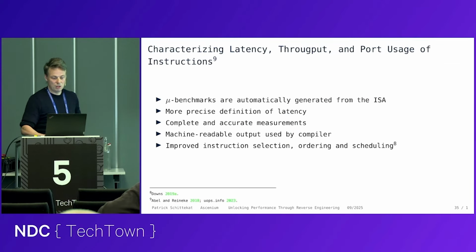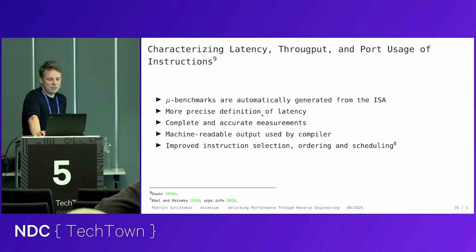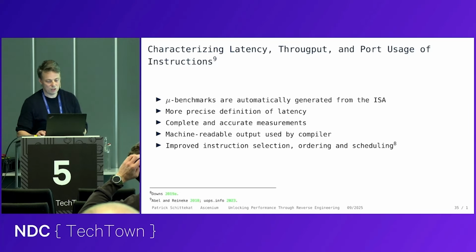So I think you're able to model the whole CPU with reverse engineering if you really want to, and people have also done this. They have, for example, a very interesting paper. They're characterizing latency and throughput of all the instructions. They do this automatically from the ISA. They have a more precise definition of latency because they take into account which type of operands they have in each instruction. And they also get machine readable output used by the compiler. When you compare them with vendor tools, they are more accurate. So that's very interesting, and you can almost directly use it for instruction selection, ordering, and scheduling.